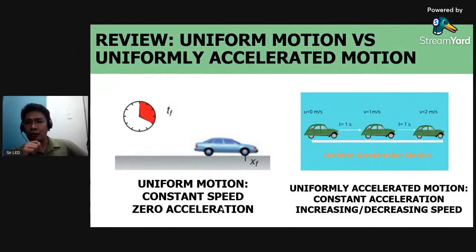Now let's have a review of uniform motion and uniformly accelerated motion. For the past week, we discussed about uniform motion. We are dealing with motion of objects with constant speed and zero acceleration. Well, we know that if an object has a constant speed, then its acceleration is zero. Now, if the object is uniformly accelerating, there is a constant acceleration, and we know, class, that the speed is either increasing or decreasing. And that's the meaning of the uniformly accelerated motion.